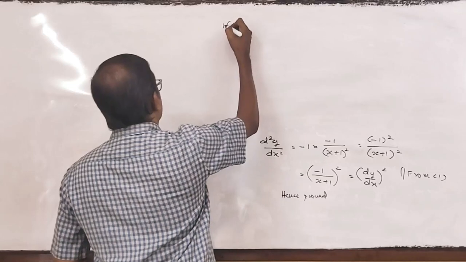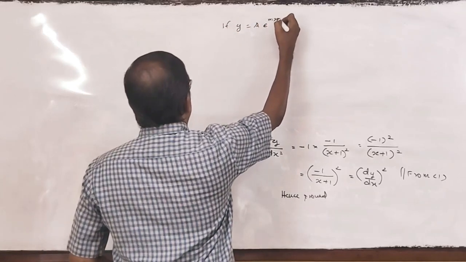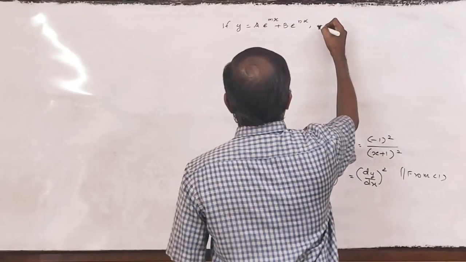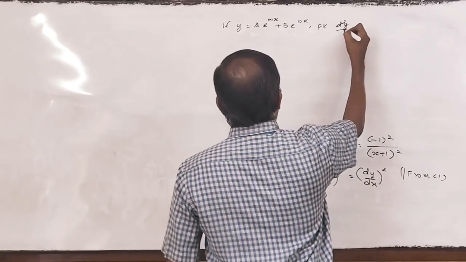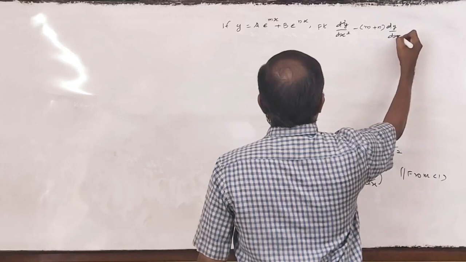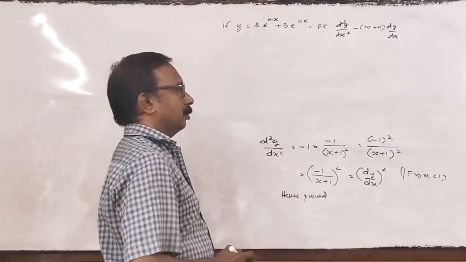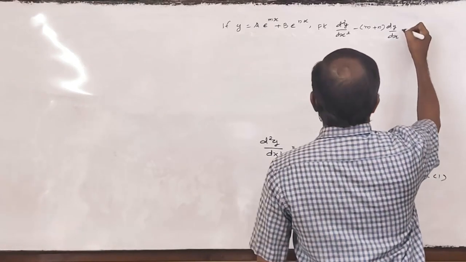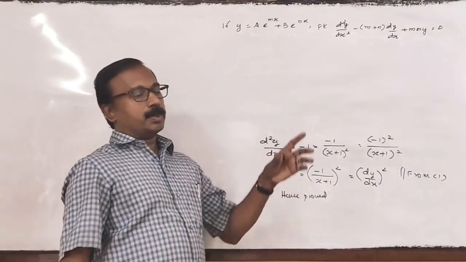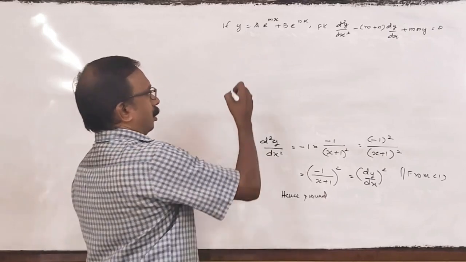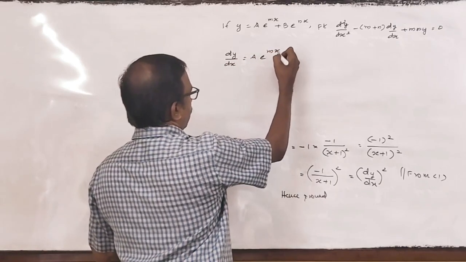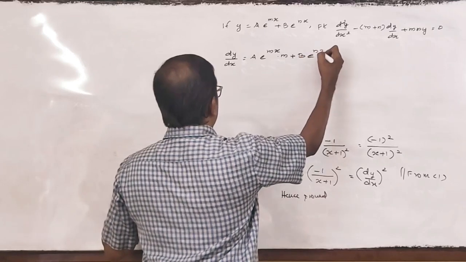For this, if y is equal to a e raised to minus mx plus b e raised to nx, then d square y by dx square minus (m plus n) into dy by dx plus mn y is equal to 0. Another type of successive differentiation question. Here, dy by dx is equal to a into e raised to mx into m plus b e raised to mx into m.